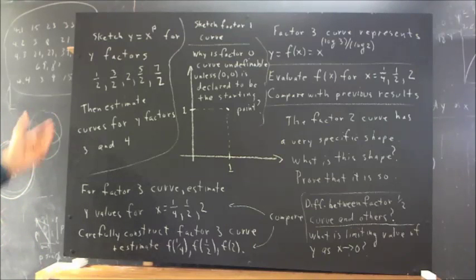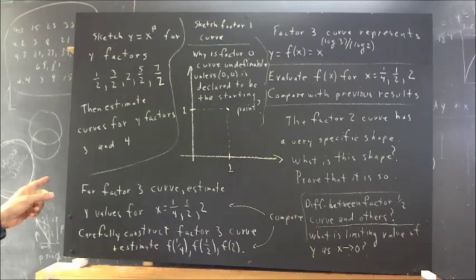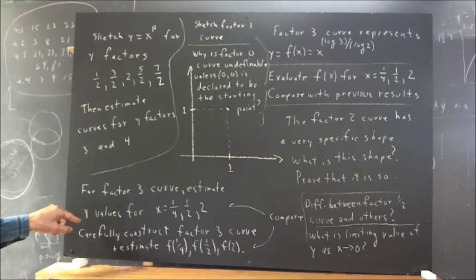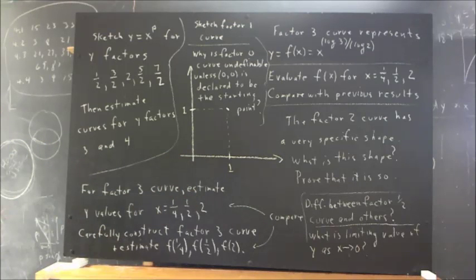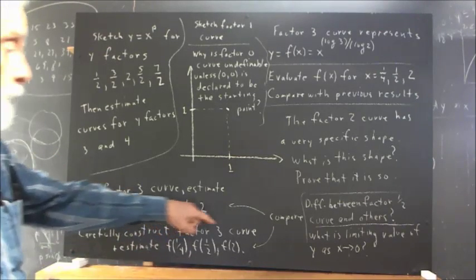That should be fairly straightforward, but I'm going to let you think about exactly how you might approach that. Might be obvious, you might have to think about it for a couple of minutes. Okay, then, having done all this, for the factor 3 curve, I want you to estimate the y values for x values 1/4, 1/2, and 2. Okay? Then, having made those estimates, I want you to carefully construct the factor 3 curve.